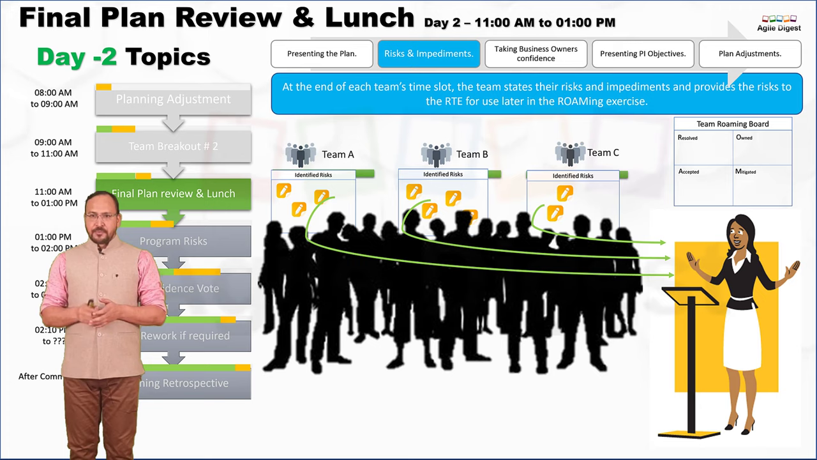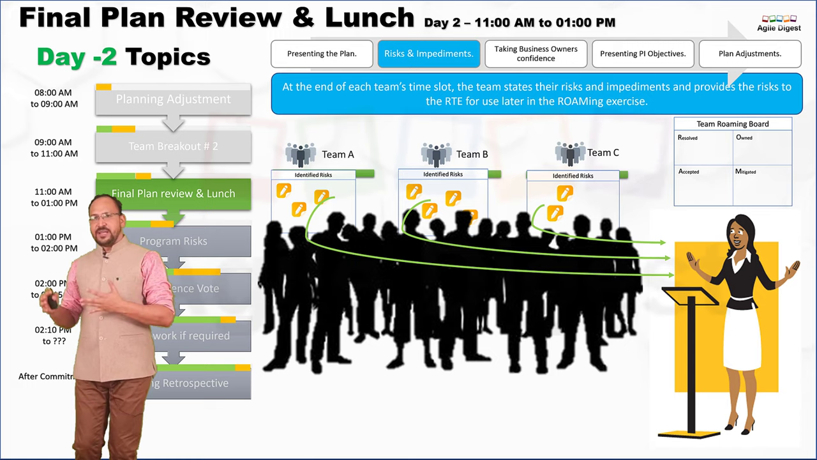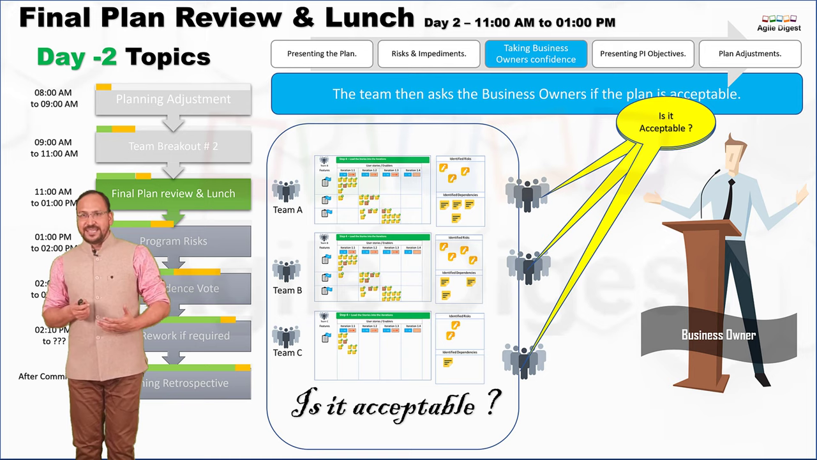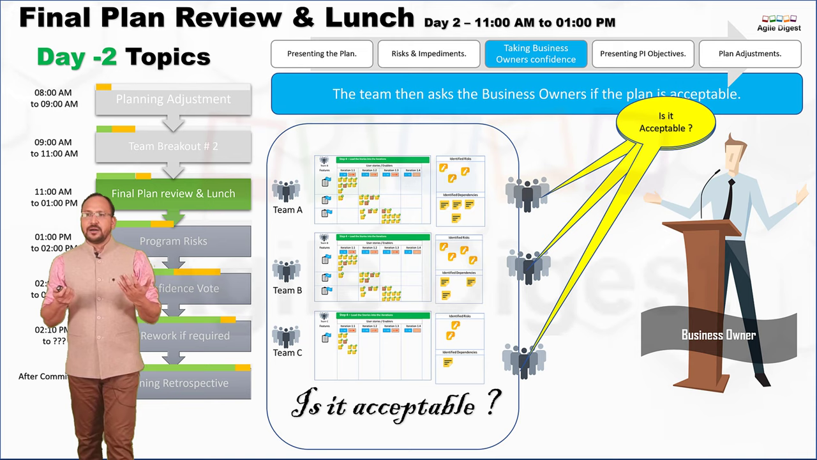Now, once this is done, the next step we'll talk about is taking the business owner's confidence. As of now, we have planned it, we reviewed it, we made adjustments, we replanned, and finally, we are presenting the risk and plan we have, but we need to get the confidence or the consent of our business owner. So the team is actually asking the business owner, is it acceptable? Team A is asking, team B is asking, team C is asking, showing, okay, this is the plan they have. Based on their planning, that question is asked from every team. And finally, they will get consent, whether it is ready or not.